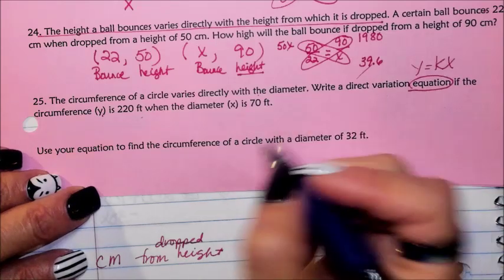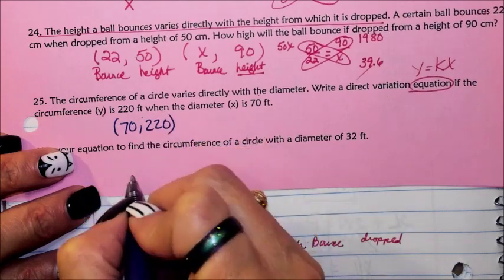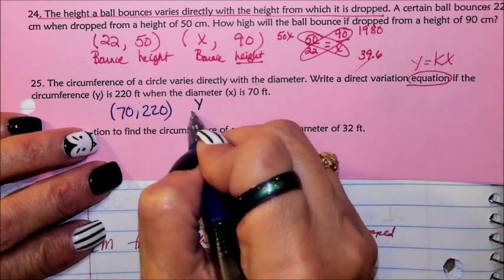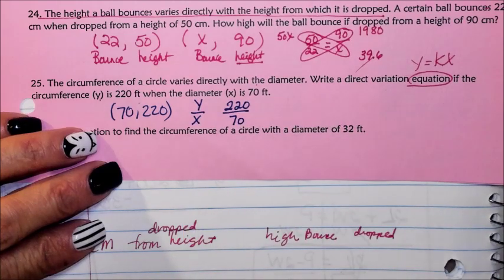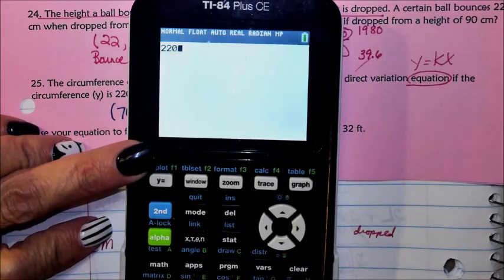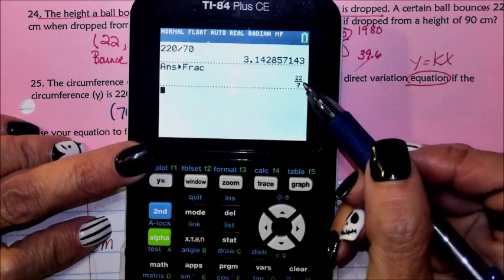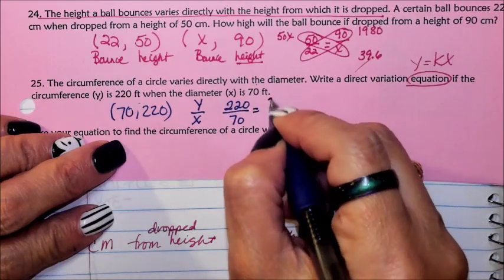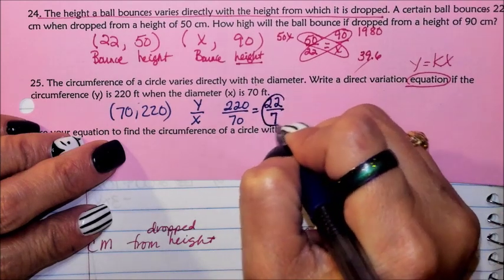All right, change my pen. So my x is 70 and my y is 220. I write it in ordered pairs to kind of help me keep it straight. So y over x, that's going to be 220 over 70. So I'm going to set this up, 220 divided by 70. I don't want it to be like that. I'm going to do math, enter, and put it back as a fraction. So it's 22 over 7. Okay, all I did was set up my proportion y over x. So this is 22 over 7. This is my constant of variation.